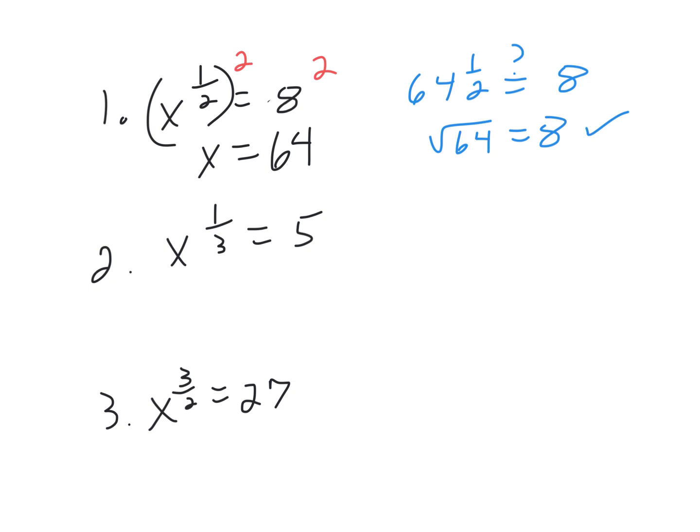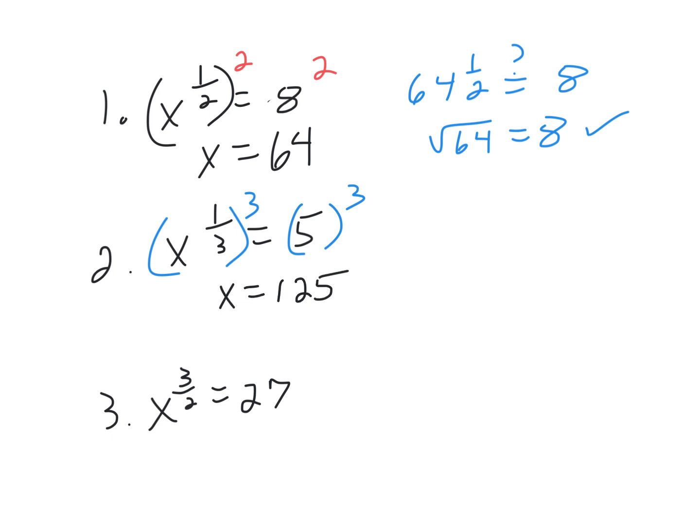Okay? So x to the 1/3 equals 5. Well, if we're solving for x over here, the way to cancel out the 1/3 is to raise to the reciprocal power, and that means we would cube it. And we would cube this side, okay? And 5 cubed, 5 times 5 is 25, times 5 is 125. So x equals 125, okay?